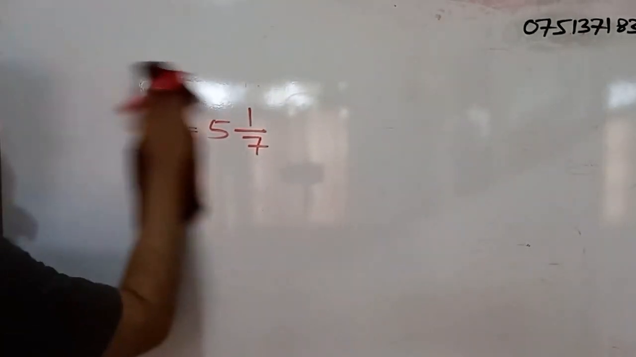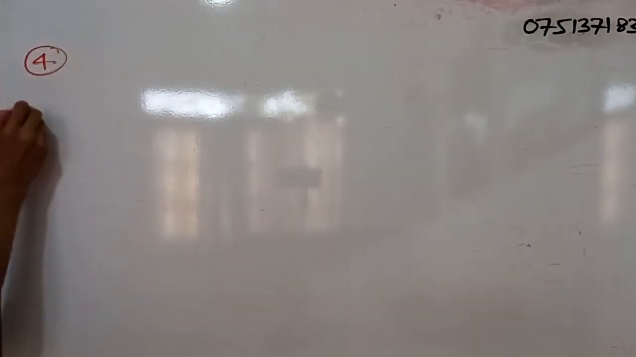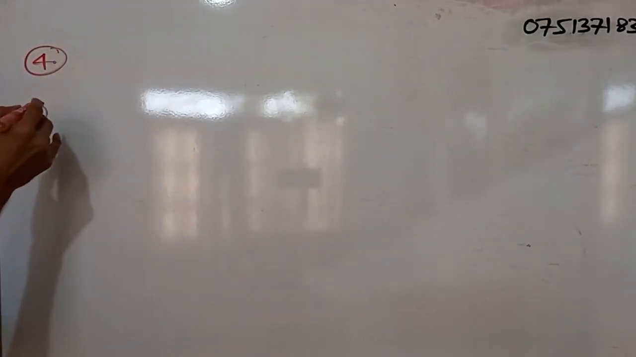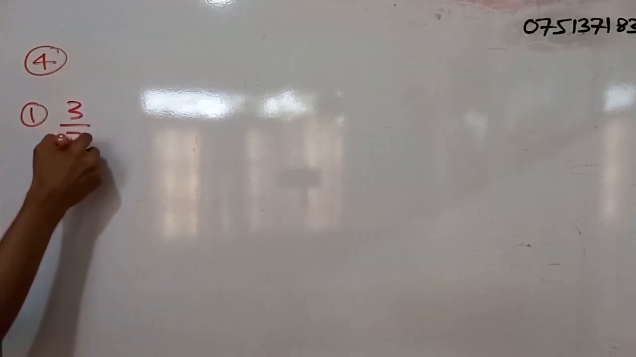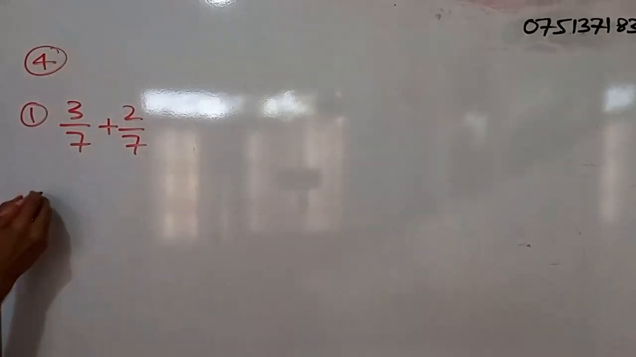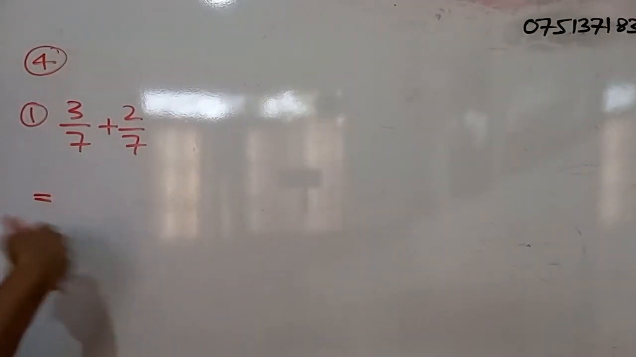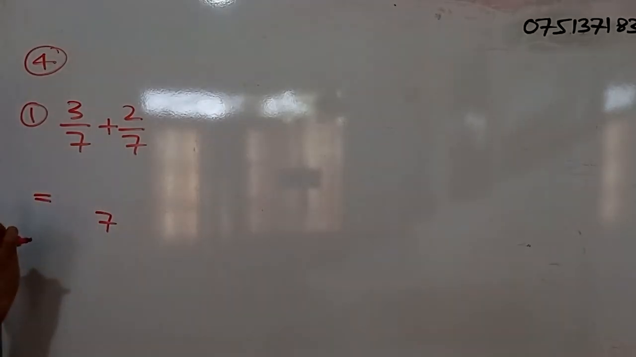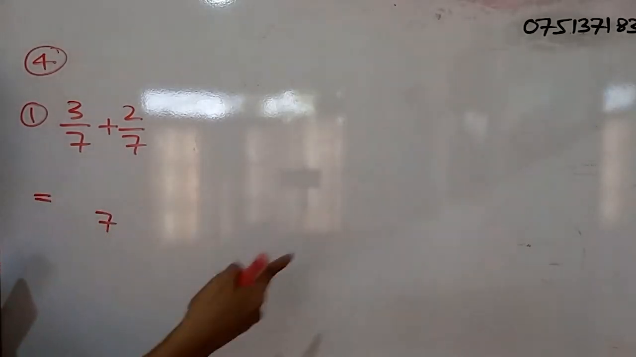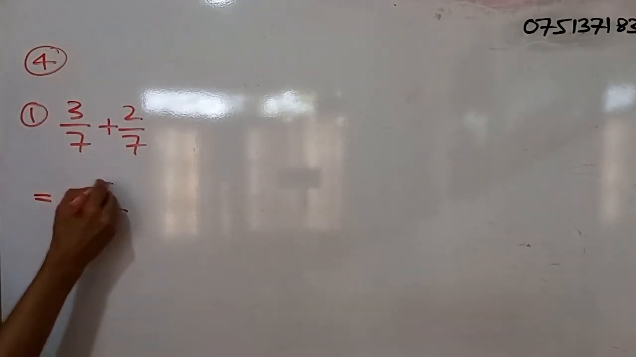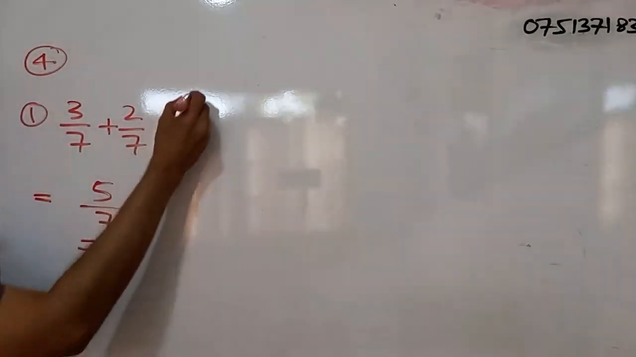Right. Question number 4. Part 1. So what is the question? Find the value. Right. So we have what? 3 by 7 plus 2 by 7. Right. So here we have two fractions. Both fractions, the denominators are the same. So the answer will have the same denominator. Answer or the resultant fraction. Right. So what will be the numerator? 3 plus 2. 5 by 7.